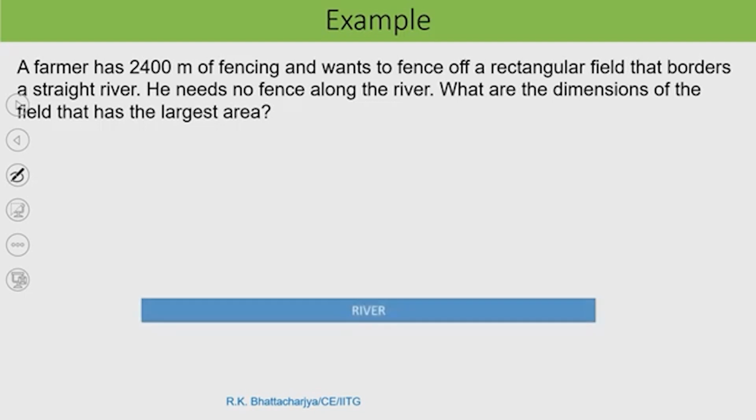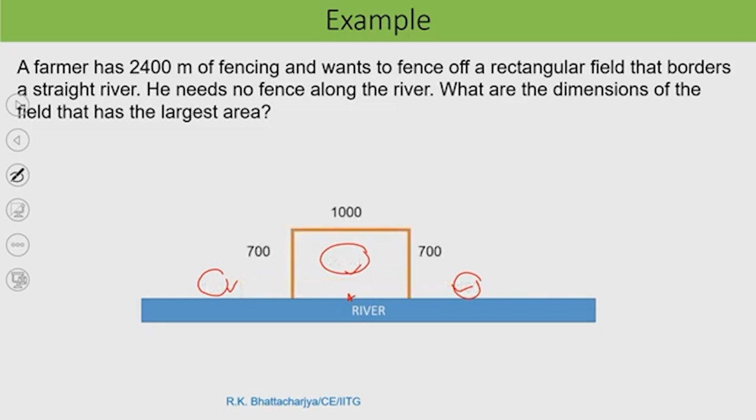Okay. Now, suppose this is the river, and on the river side you do not need fencing. So, you need fencing on the left side, on the right side, and on the side opposite the river. So, this is also a solution: I can put 100 meter on this side and 100 meter on this side, and this side is 2200. This is also a solution, and I can find out what the area is.